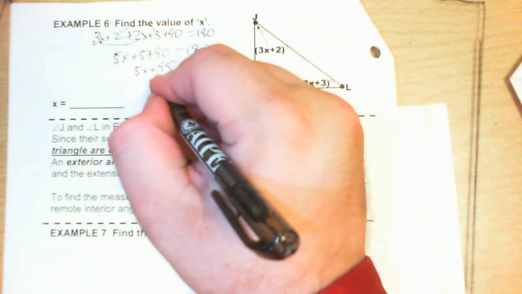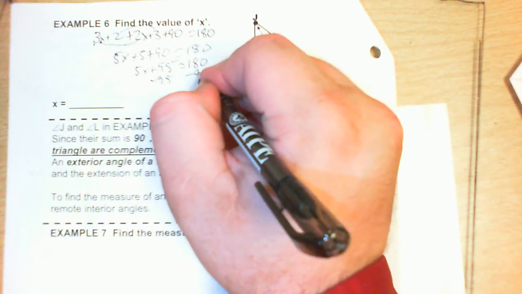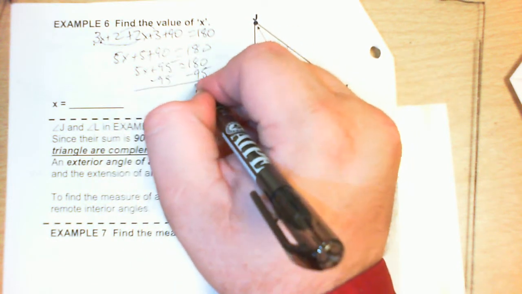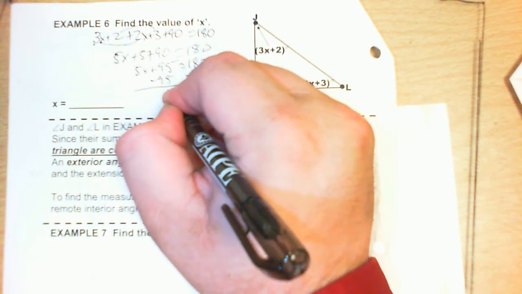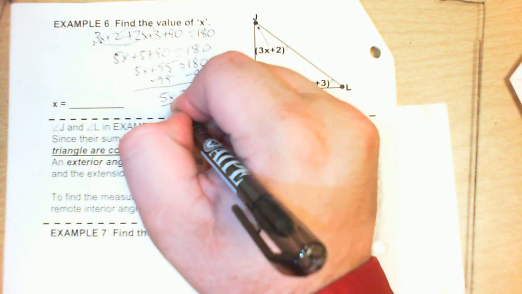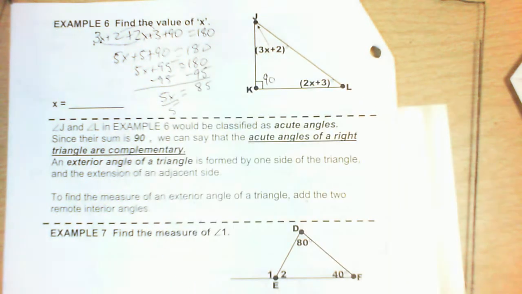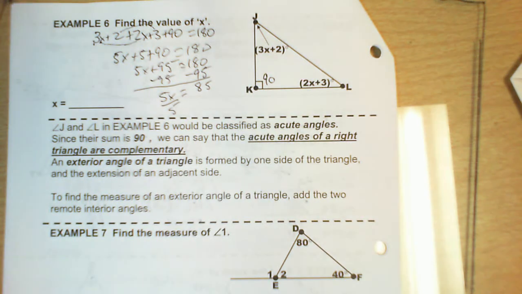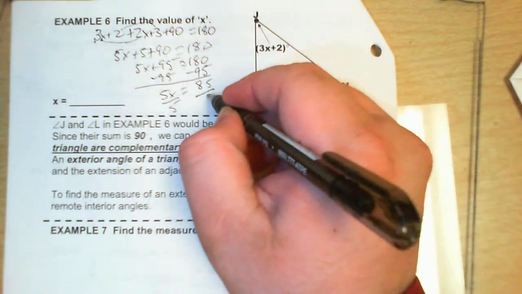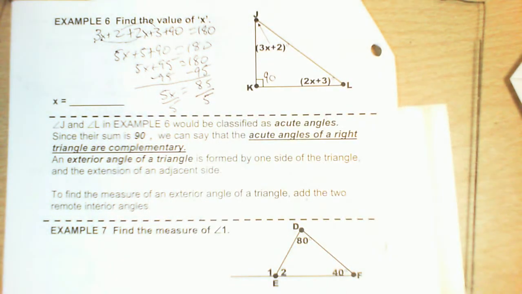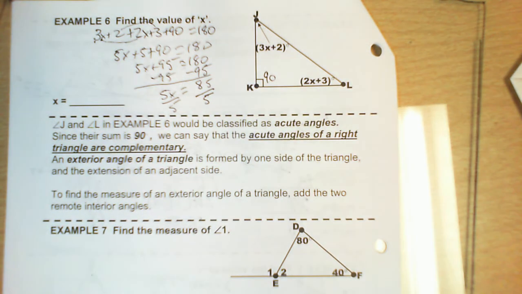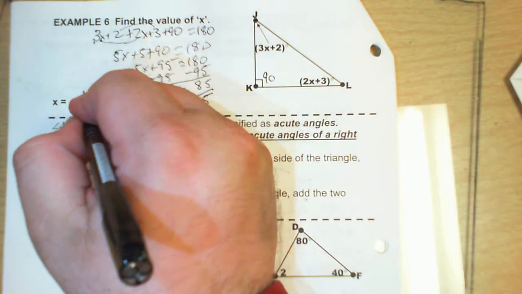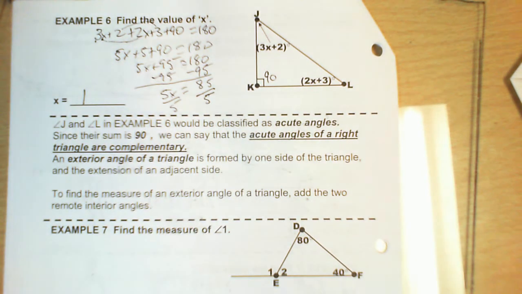Which means I subtract 95, subtraction property. That gives me 85 over here. Divide everything by 5, so now I've got 5x equals 85. Divide by 5. And x equals what? 17.